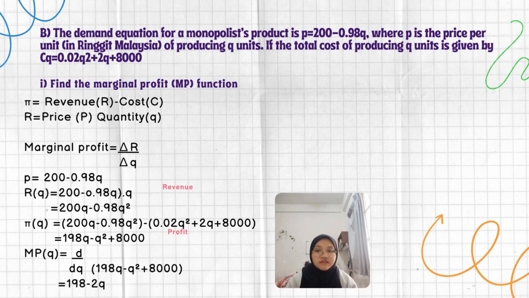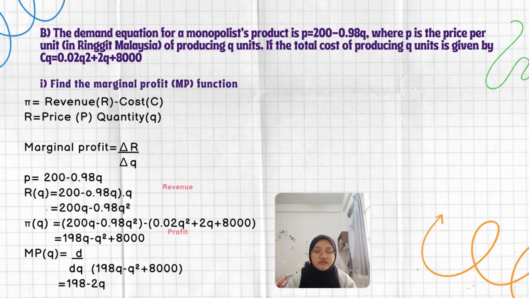and simplify the terms: P(Q) equals 200Q - 0.98Q^2 - 0.02Q^2 - 2Q - 8,000, and it will be 198Q - Q^2 - 8,000.